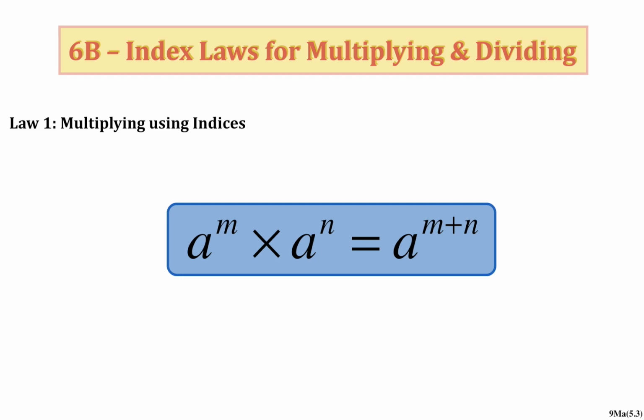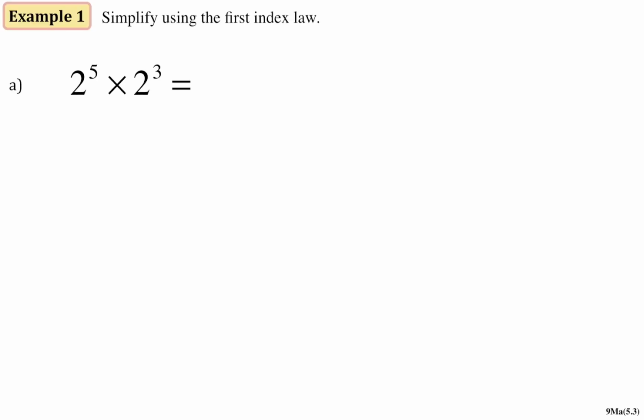Now the first law is called the multiplication law for indices, and I'll just refer to it as law 1. So it's what happens when we multiply when there are indices or powers involved. Now notice, m is a power, n is a power, and underneath both of those powers we have base numbers of a. Well, if you have a base that's the same and your powers are above the bases, you write the base down and add the powers together. Let's see how that actually works with an example.